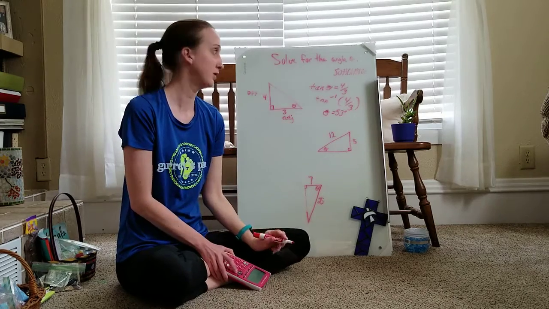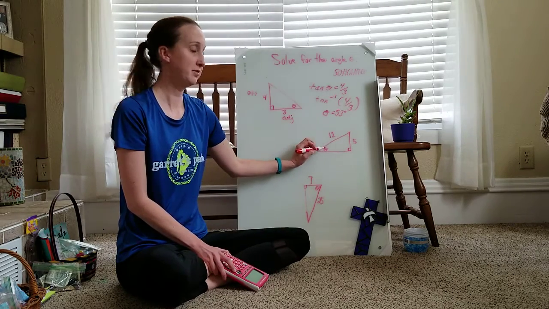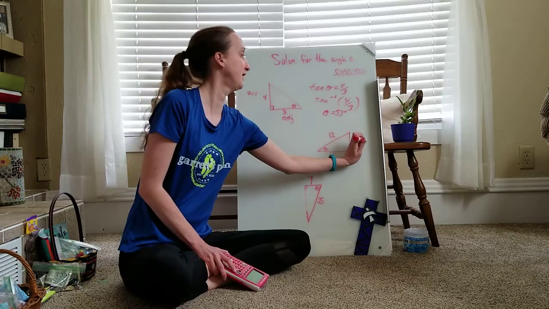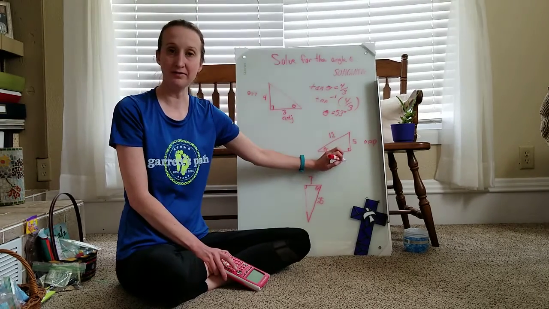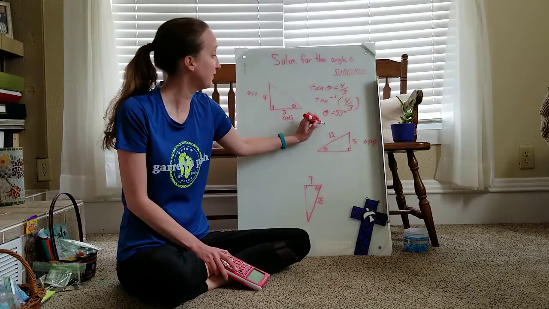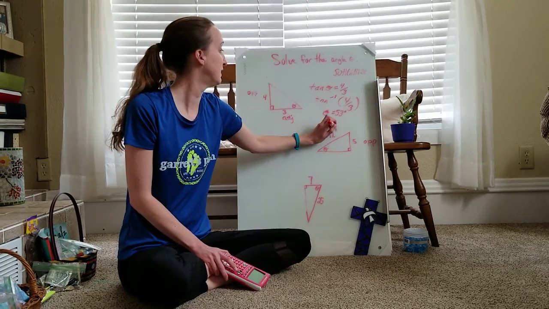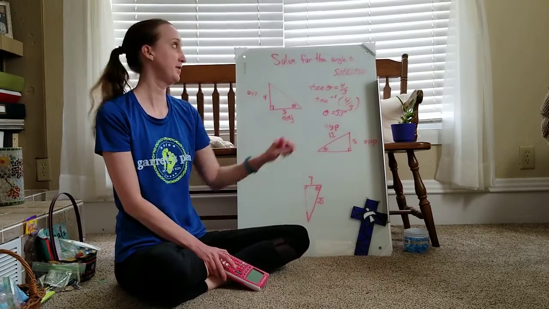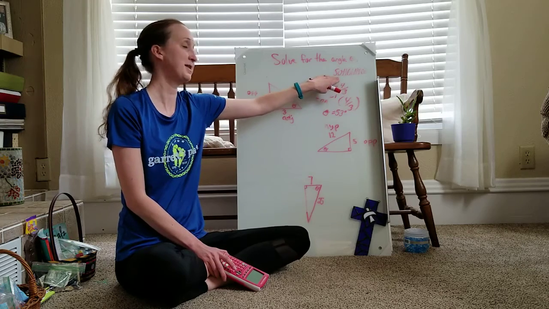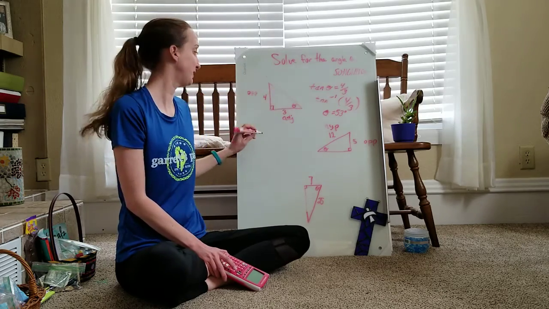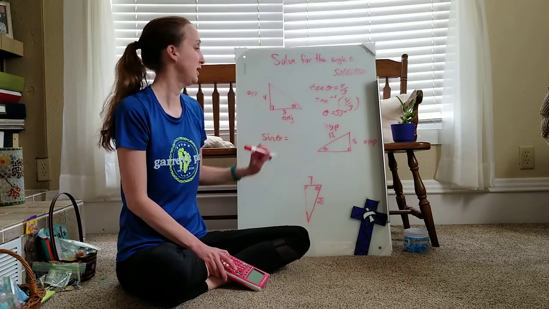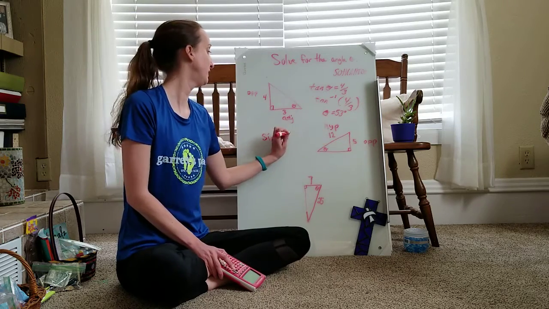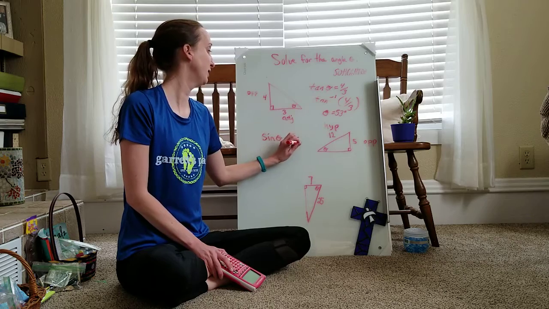Try a couple more. Here's my angle. Across, that's my opposite. But this time I have the hypotenuse. I know it's the hypotenuse because it's across from the right angle. So I have opposite and hypotenuse. I check my notes. That means I'm going to set up the S for sine. It's going to be sine of my angle equals opposite over hypotenuse.